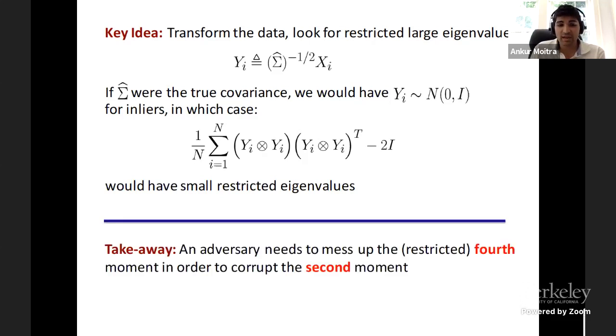there's a way to set it up through restricted eigenvalue computations, that what you can show is that in order for the adversary to mess up the second moment, there has to be some echo of what they've done in the fourth moment that you can detect through this restricted eigenvalue computation on this flattening of the fourth moment of the distribution.